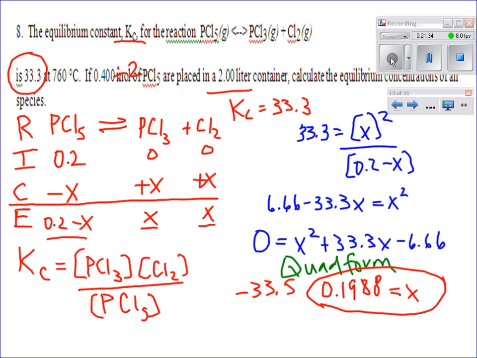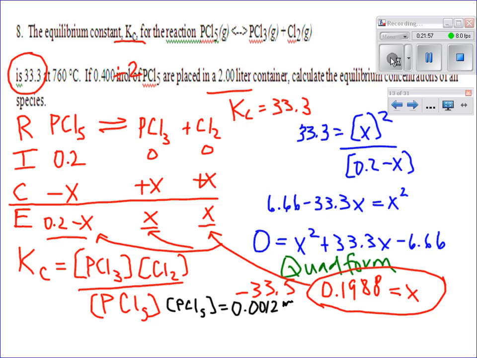So when we do this, we can now plug that x into our line and get all the concentrations. I'm running out of room, so I'm going to have to write small. My concentration of PCl5 is 0.2 minus 0.1988. So that's 0.0012 moles per liter. The concentration then of my Cl2, which is equal to the concentration of my PCl3, is my x, which is 0.19.